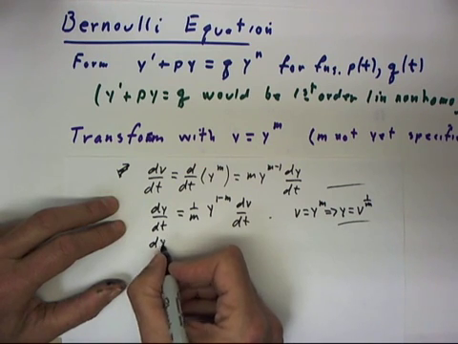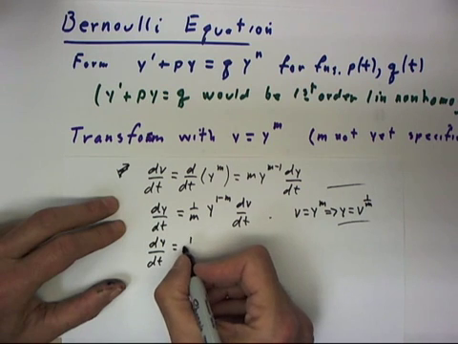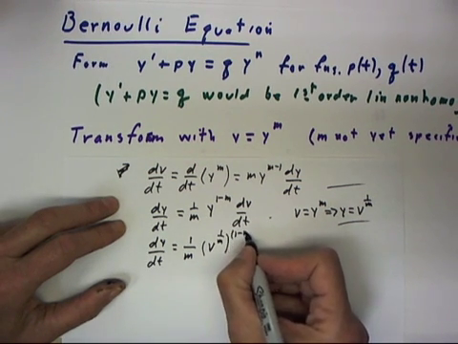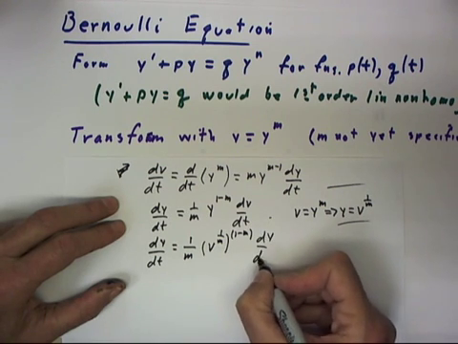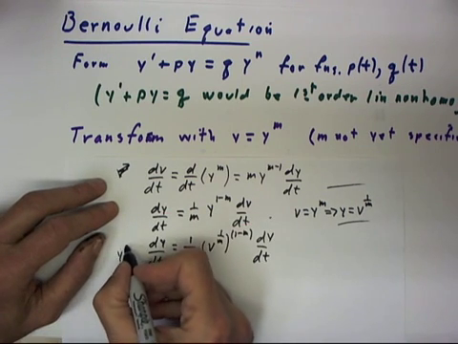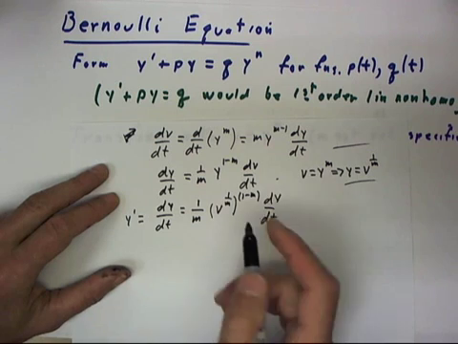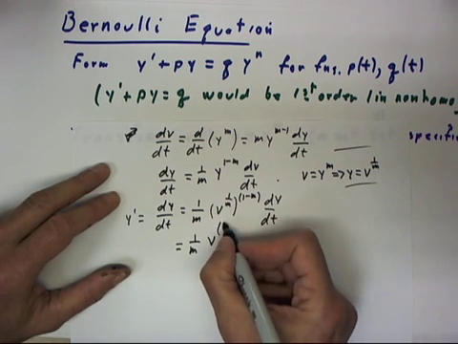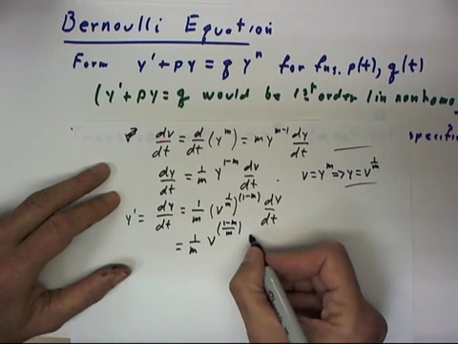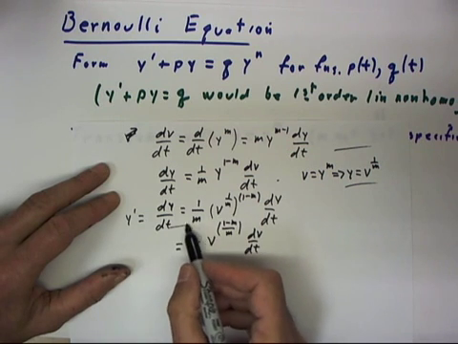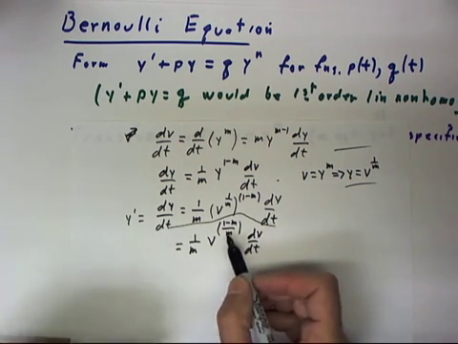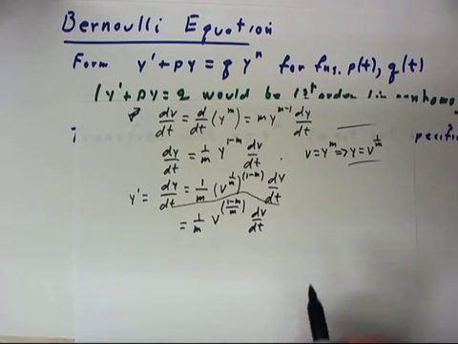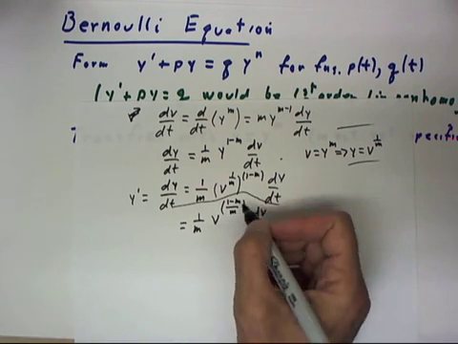So what we have now is that our dy dt is equal to 1 over m times v to the 1 over m raised to the 1 minus m times dv dt. Now we have our y prime expressed in terms of v. We can simplify this expression one more step. We can write this as 1 over m times v to the quantity 1 minus m over m times dv dt. We could distribute the division by m and get 1 over m minus 1, but it's going to be more convenient to leave this in the form of a fractional expression.